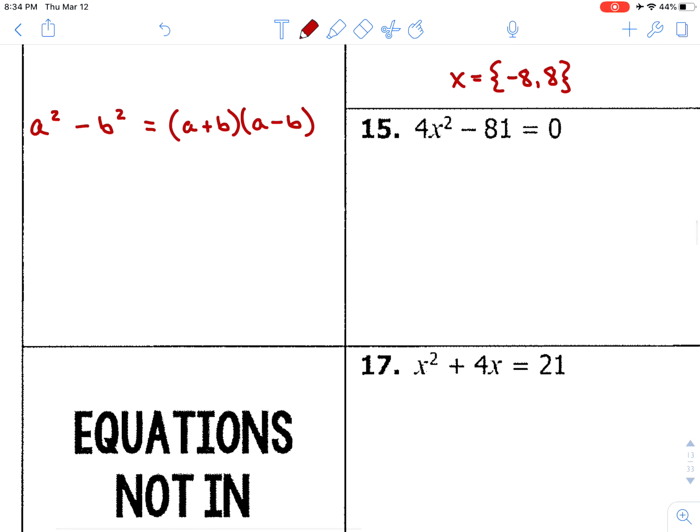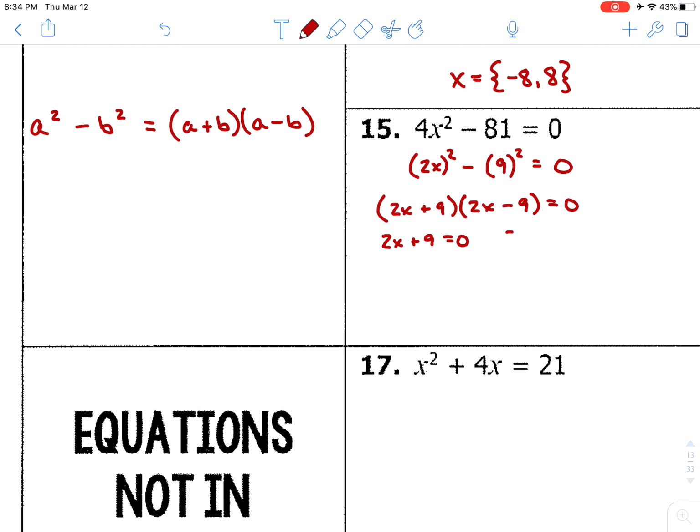So in this case here, what quantity squared is going to give me 4x squared? And that quantity is going to be 2x all squared. 2 squared is 4, x squared is x squared. Minus the quantity squared that gives me 81 is 9. So I get 2x all squared minus 9 squared. So 2x is a, 9 is b, and factoring by difference of squares, I get 2x plus 9 times 2x minus 9. I can set each factor equal to 0, so I get 2x plus 9 equals 0, and 2x minus 9 equals 0.